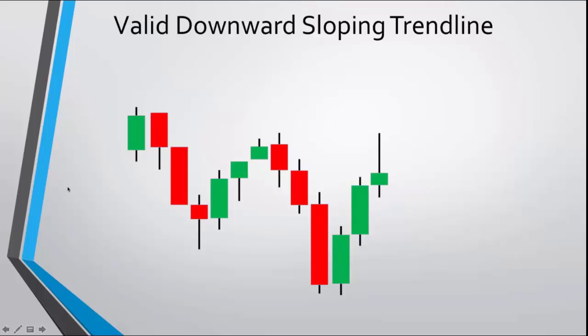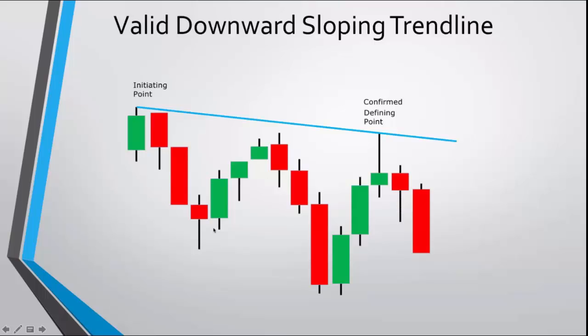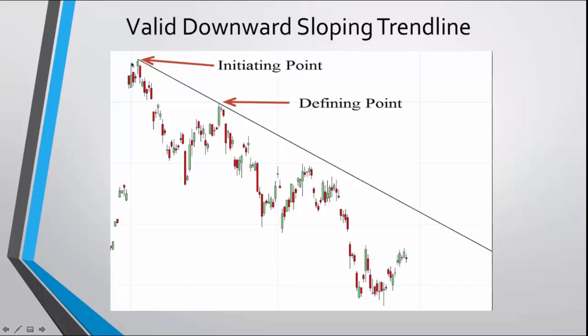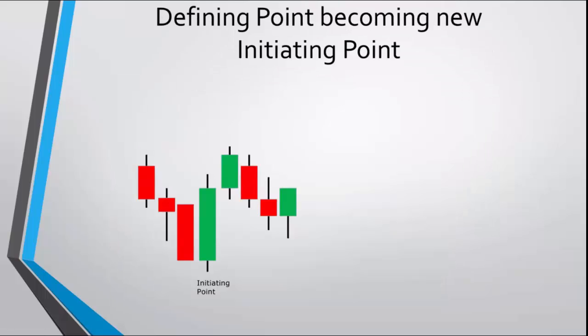Here's a valid downward sloping trend line. Initiating point, potential defining point right here. You can draw our line. It's now confirmed the next candle does not touch it. So that's going to be a potential resistance area and could potentially trigger a long trade at some point. Here it is on a chart, initiating point, defining point, and the market continues lower. Now, if the market were to come back up and get above this, it may trigger a potential long trade, as I mentioned. Defining point becoming a new initiating point.